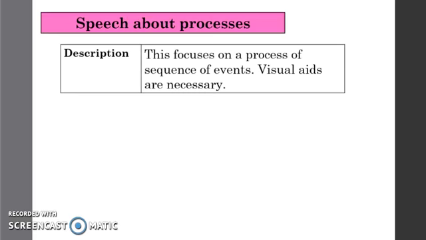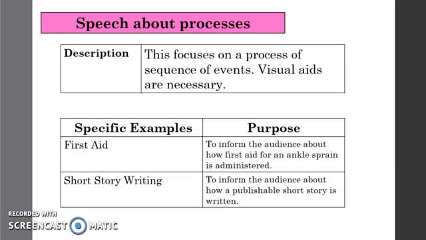And then we have the speech about processes. This focuses on the process or sequence of events, and visual aids are also necessary. We have the following examples. First, we have first aid. In a speech about a process, writing about first aid, you might inform the audience about how first aid for an ankle sprain is administered. And then short story writing. It could be that your purpose is to inform the audience about how a publishable short story is written. So basically, it's all about processes.